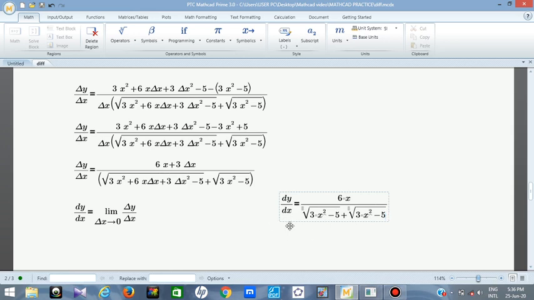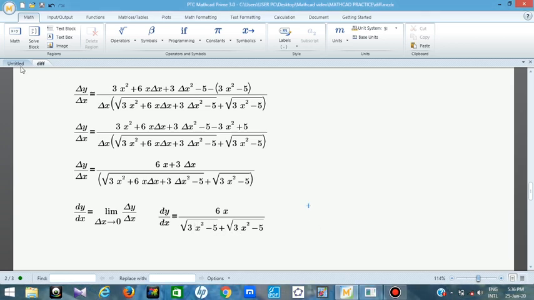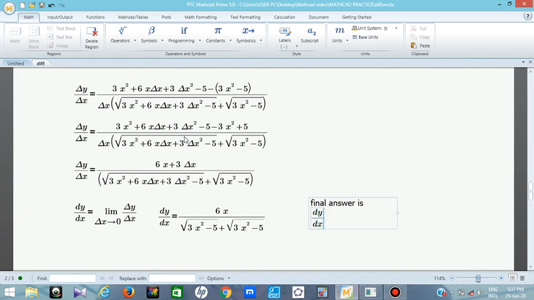Then this is now our answer. Take note of that. Then to finalize the answer now, you can see that the denominator, these two are like terms. So since they are like terms now, let me conclude now. So final answer will now be dy/dx is equal to 6x divided by square root.